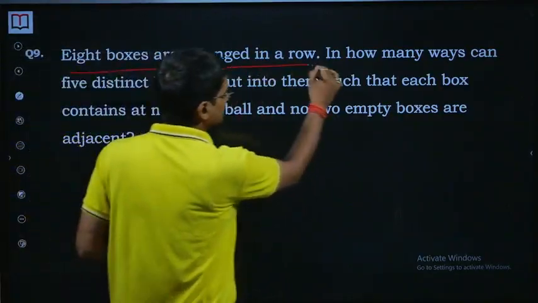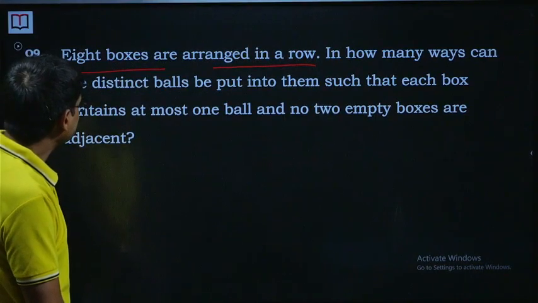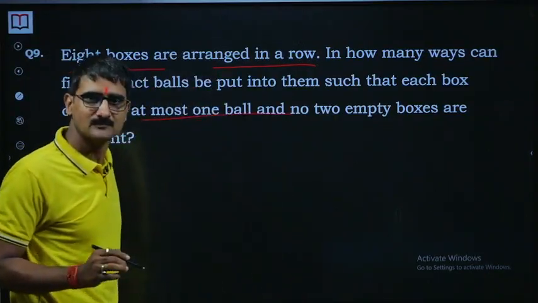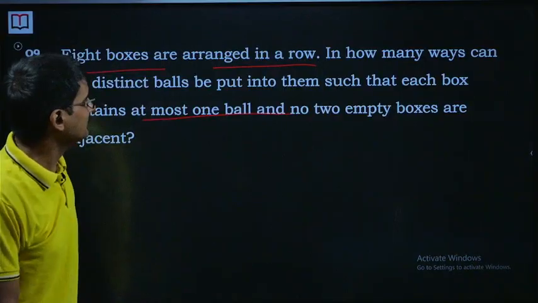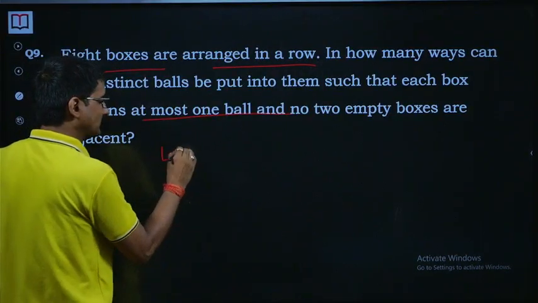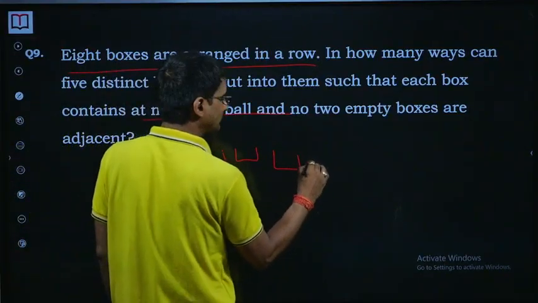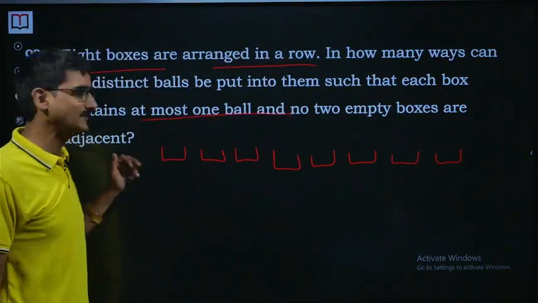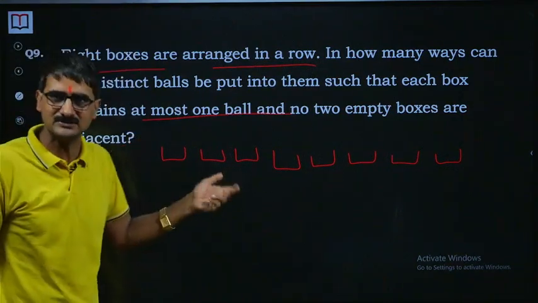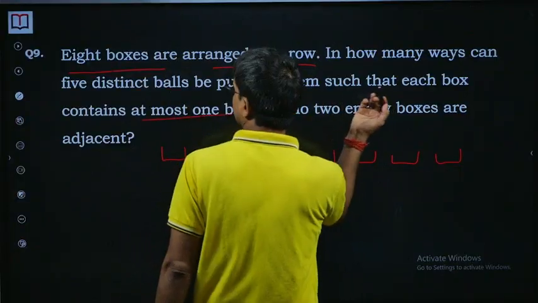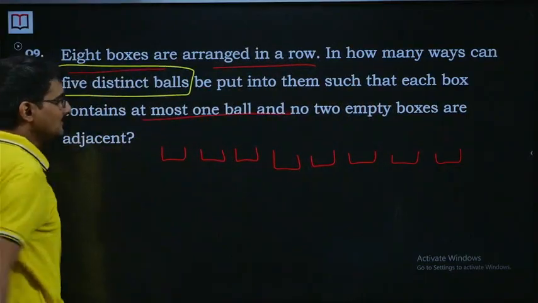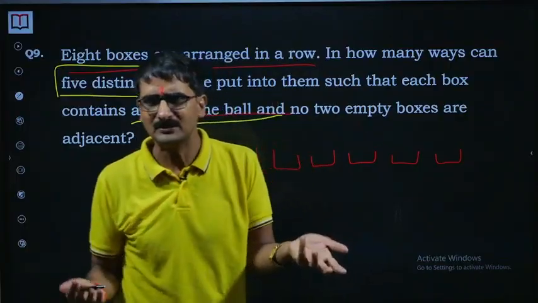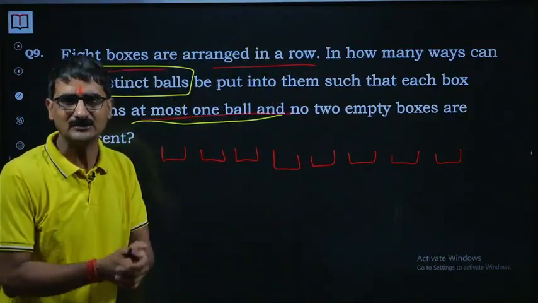8 boxes are arranged in a row. In how many ways can 5 distinct balls be put into them such that each box contains at most one ball? No box can have more than one ball, and no 2 empty boxes are adjacent. So 8 boxes, 1, 2, 3, 4, 5, 6, 7, 8 in a row. So when you say that they are kept in a row, they are distinct because their position can make them distinct. Now there are 5 distinct balls. So of course, and at most one ball in every box. So it's simple. 5 balls need only 5 boxes. Okay, so 3 boxes are to be empty.